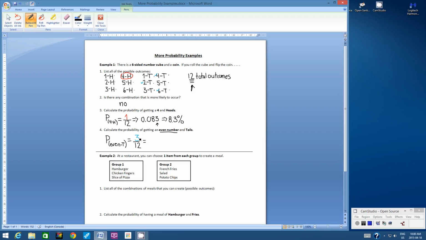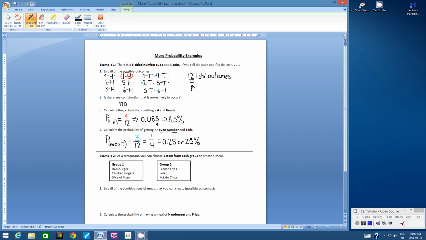Well, 3 is divisible by 3, and 12 is divisible by 3. So 3 divided by 3 is 1. 12 divided by 3 is 4. Now 1/4, that fraction should be one of those numbers that you automatically have memorized. So 1/4 is 0.25 or 25%.